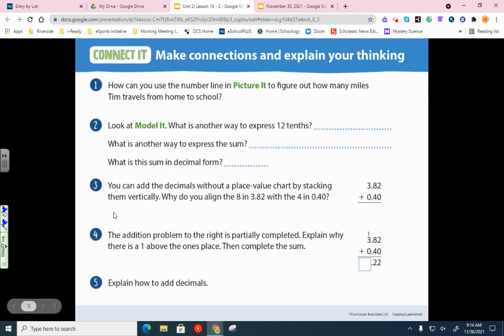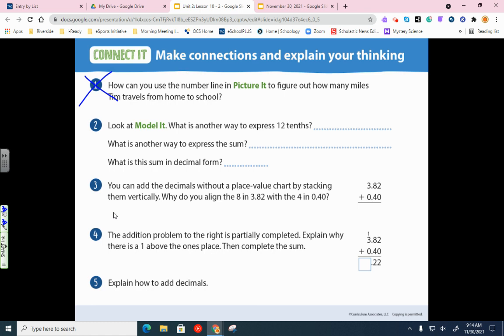Let's look across the next page. How can you use the number line in a picture to figure out how many miles Tim travels from home to school? You don't, so we're going to cross that off. Let's not even bother with that. Look at Model It. What's another way to express 12/10? What they mean by that is, what's the expanded form of 12/10?